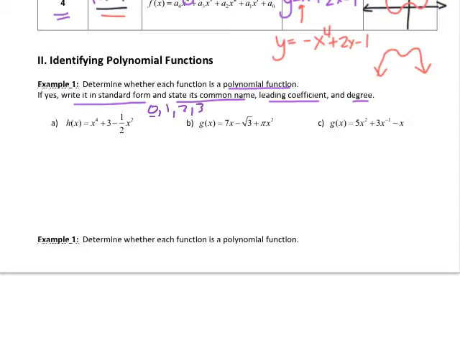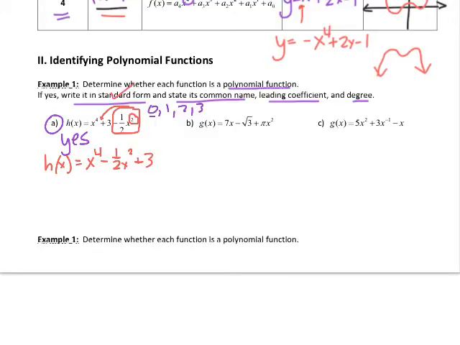So the first thing we want to do when we look at these is determine if it is a polynomial function, and in this case for problem A, it is a polynomial function, and we need to write it in standard form. So standard form means that we need to take this whole term and put it in position correctly. So it needs to be before the plus 3. So we need to rewrite this. H of x equals x to the fourth minus 1/2 x to the second, we're writing them in decreasing or descending order in terms of the exponent, plus 3. Okay, so we did this part. We did it in standard form.